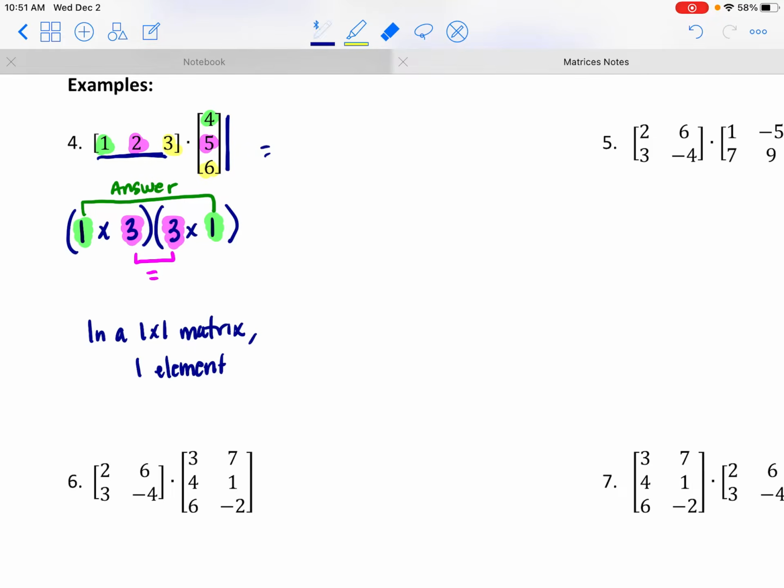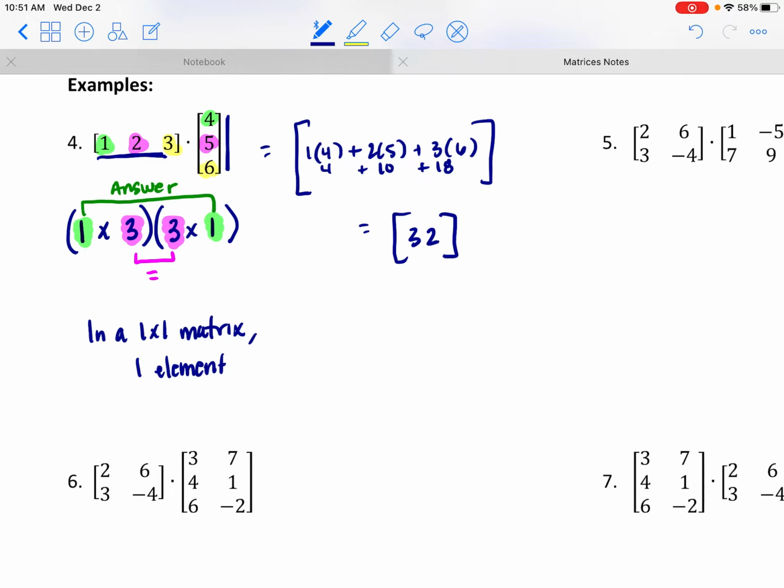I didn't write that big enough, so let me do this again. 1 gets multiplied by 4, 2 gets multiplied by 5, 3 gets multiplied by 6, and those products get added together to find that one entry. So 4 plus 10 plus 18 is 32. So this result is 32. That is the resulting product of those two matrices. Okay?